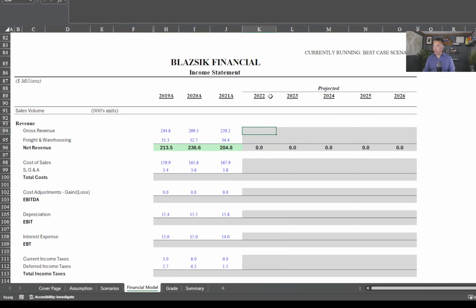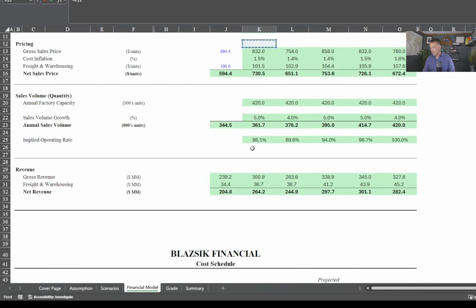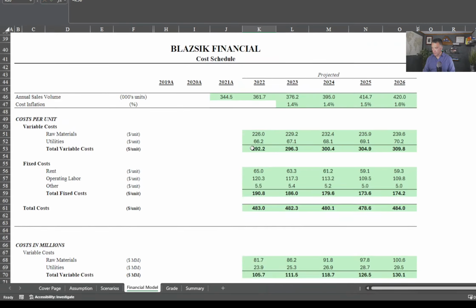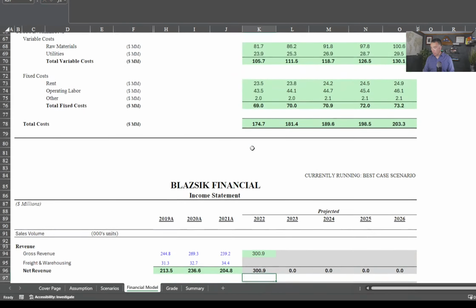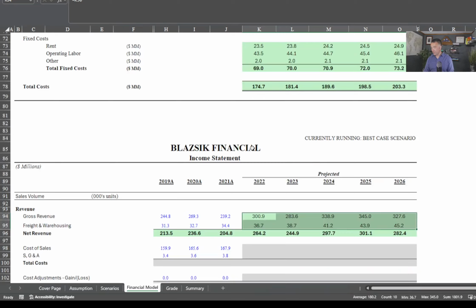And now what we're going to do is look at the forecasted years. So we want to forecast gross revenue and freight and warehousing. That's from the revenue schedule. So I'm going to plug that in, and we're going to go straight up to the revenue schedule. And you see by revenue, we got gross revenue, and then underneath that is freight and warehousing. Once I plug that in, all I have to do is hit Shift, Control D. That's the next number, and we can fill in the rest.